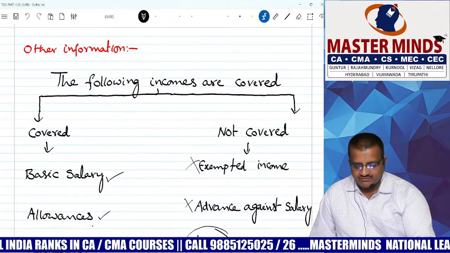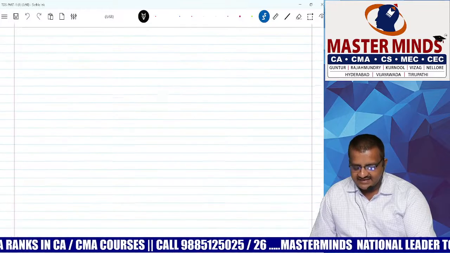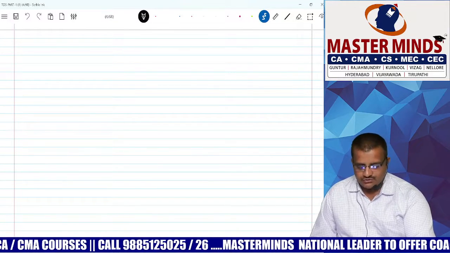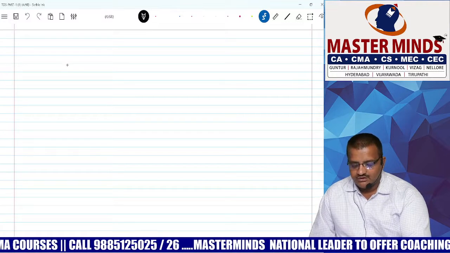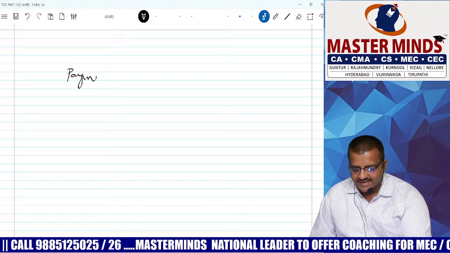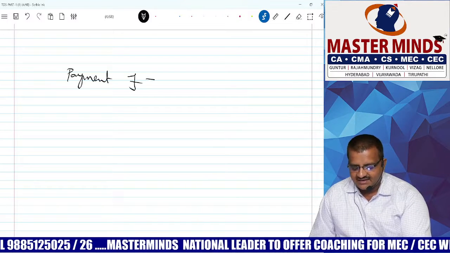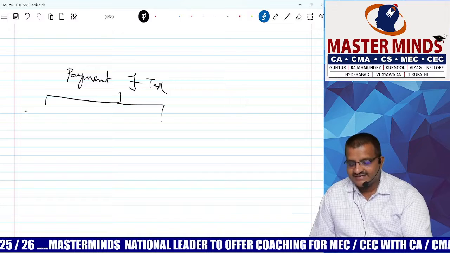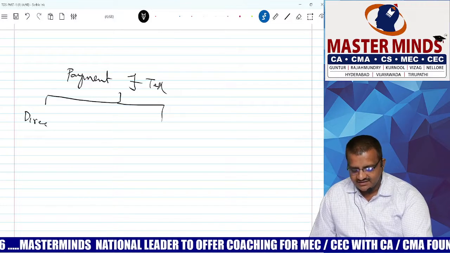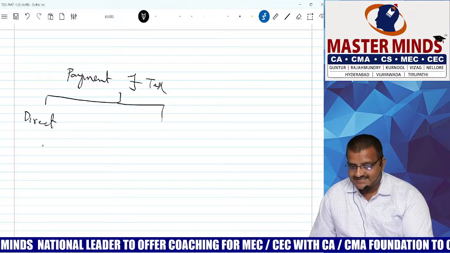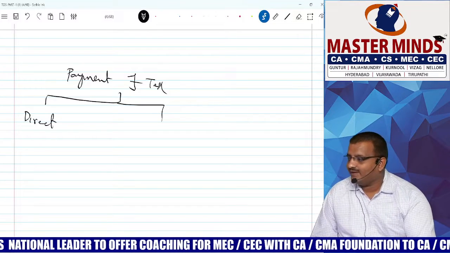We are discussing the chapter called TDS. TDS full form, what is that? Tax deducted at source. I repeat, tax deducted at source. First one, payment of tax. In the Income Tax Act, what are the ways of payment of tax? One is the direct way of payment of tax. I am not telling direct tax, I am telling the direct way of payment of tax.